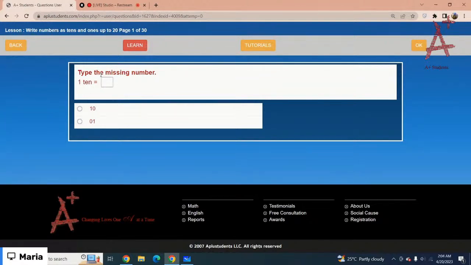Got it? Hi, yes, you can ask questions. I can see your messages. Just write down the question. So 1 ten means that would be 10.